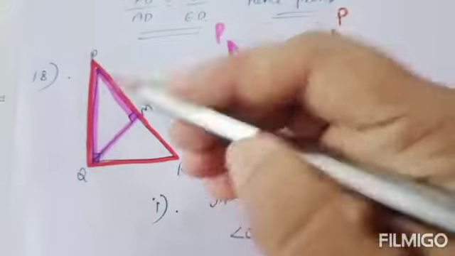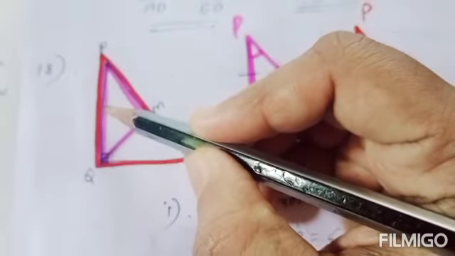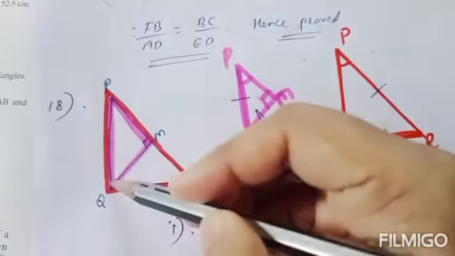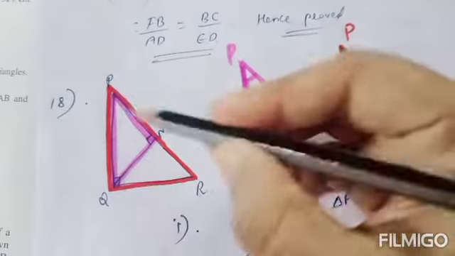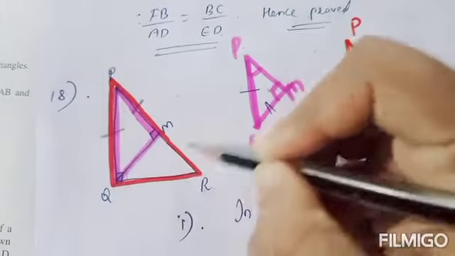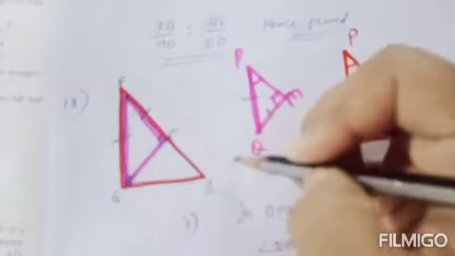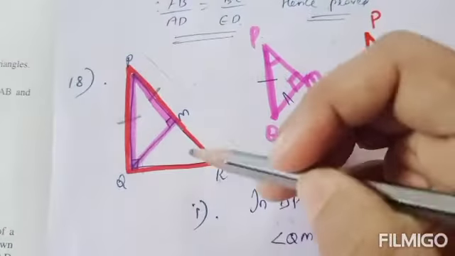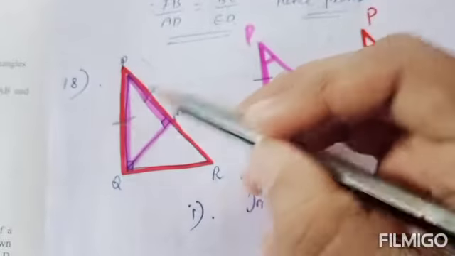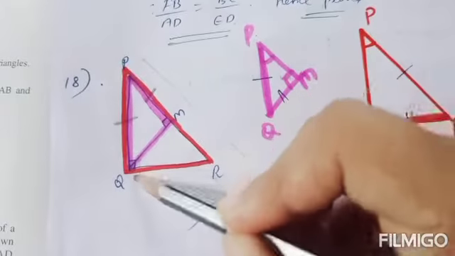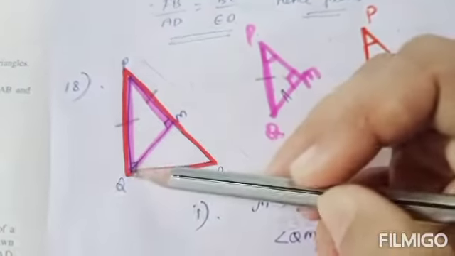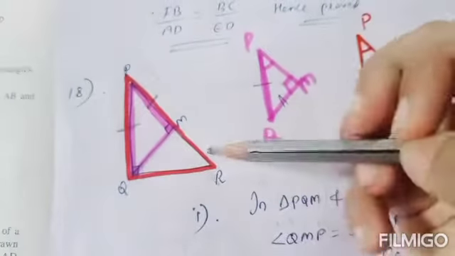So you can mark the sides. This is side PQ. Now PM, this is side PM. Now PR, this full side. So if you want these sides, which two triangles should you take? If you want PQ and PM, you can select triangle PQM. If you want PR, then you should select triangle PQR. This full triangle you should select.